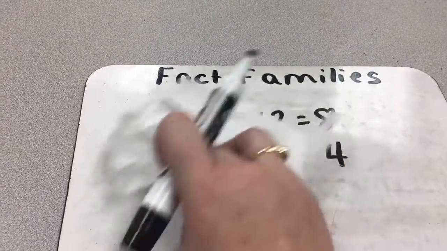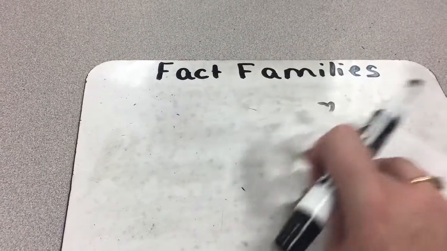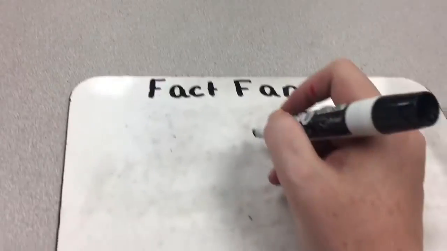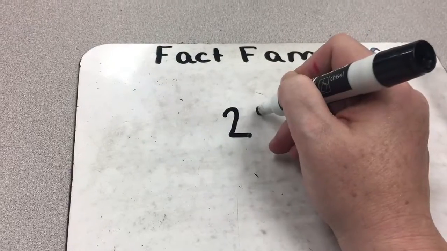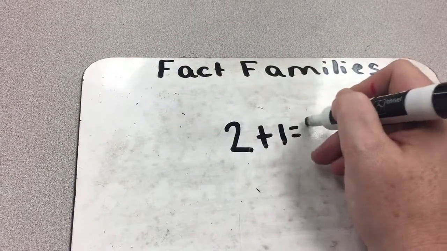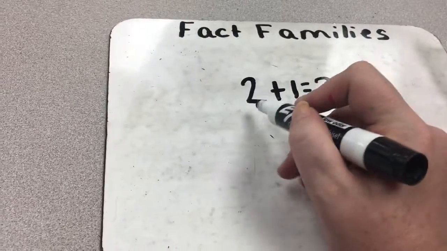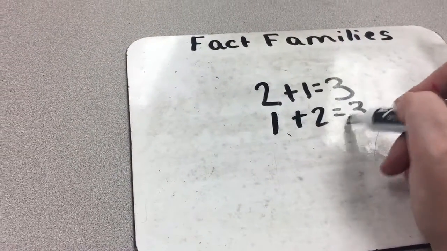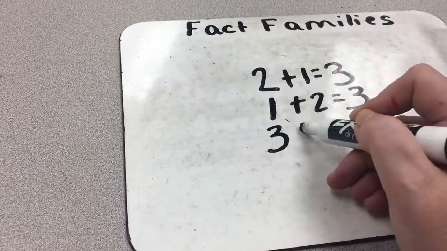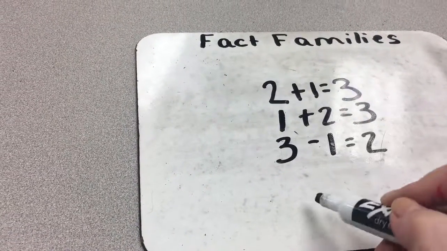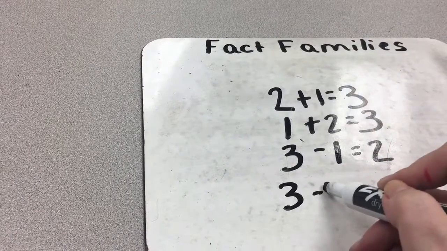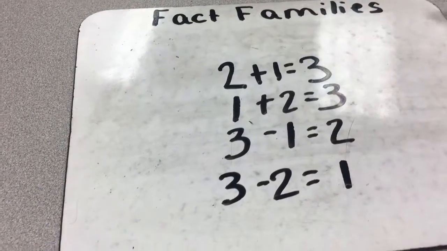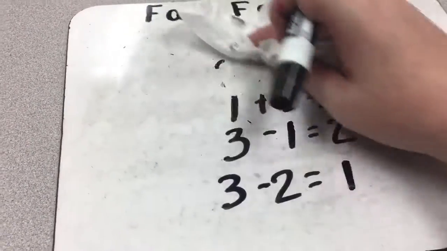Most of us are familiar with fact families a little bit more from addition and subtraction in our lower grades. So, with fact families, we say 2 plus 1 equals 3. And the commutative property tells us that 1 plus 2 equals 3. 3 minus 1 equals 2. And 3 minus 2 equals 1. This works the exact same way in multiplication and division.